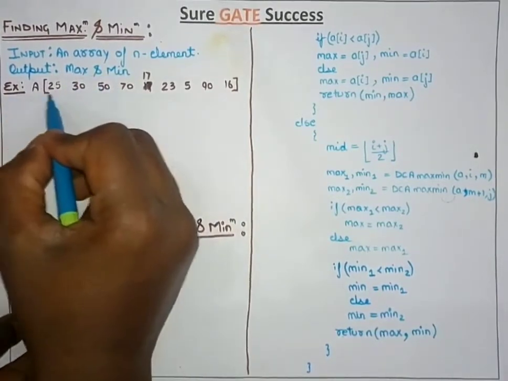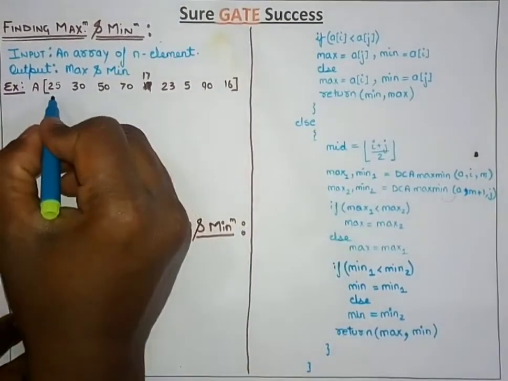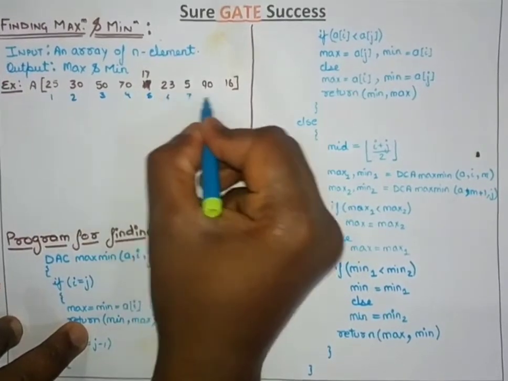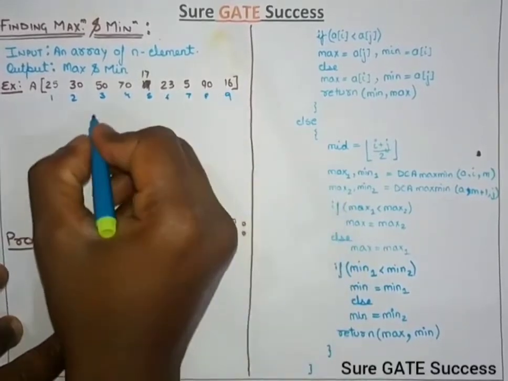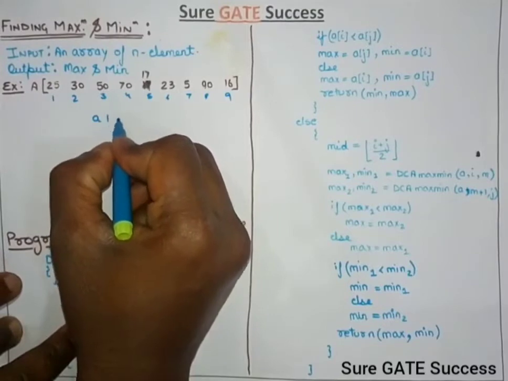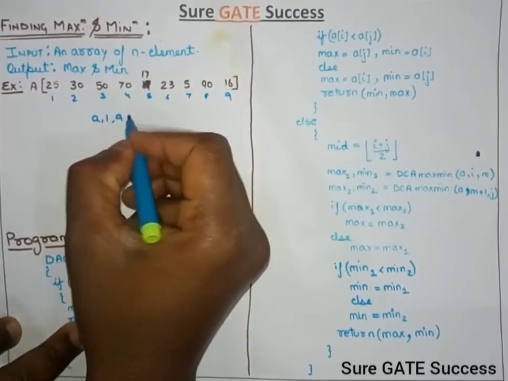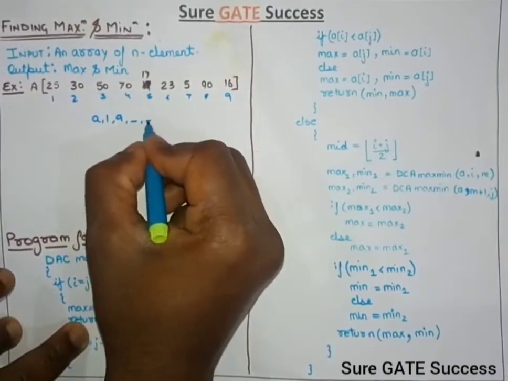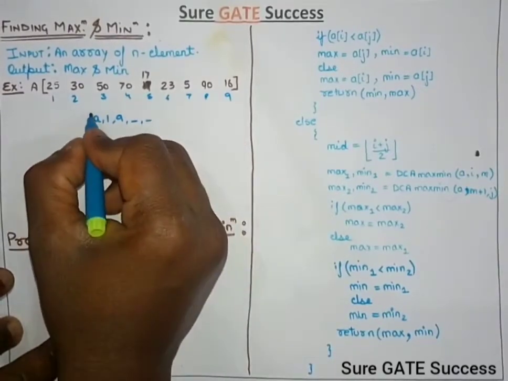For example, this is an array. These all are the numbers. How many numbers are here? We have 1 2 3 4 5 6 7 8 9. So we have a total of 9 numbers here. So let us take an array from 1 to 9. This is just the starting address and ending address, and these are the two blanks. I will fill them later with the minimum and maximum value.